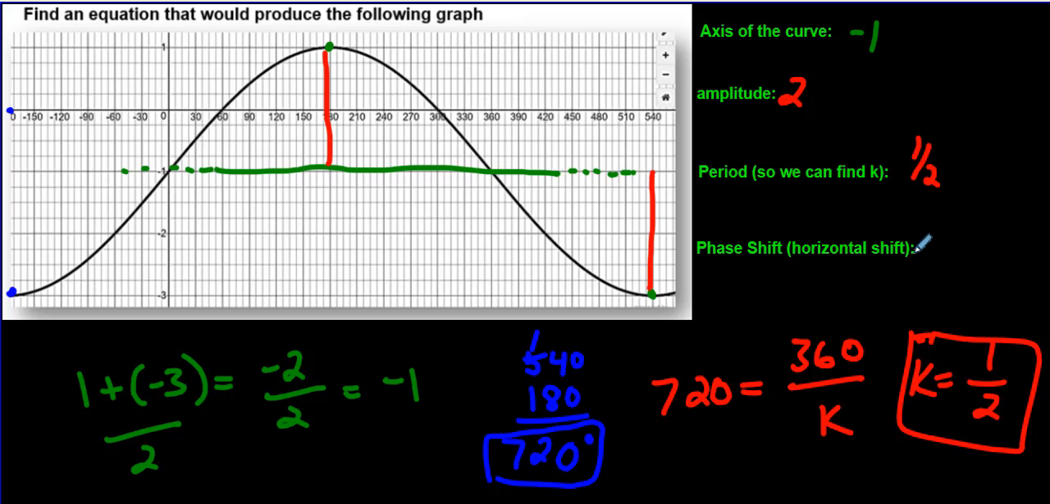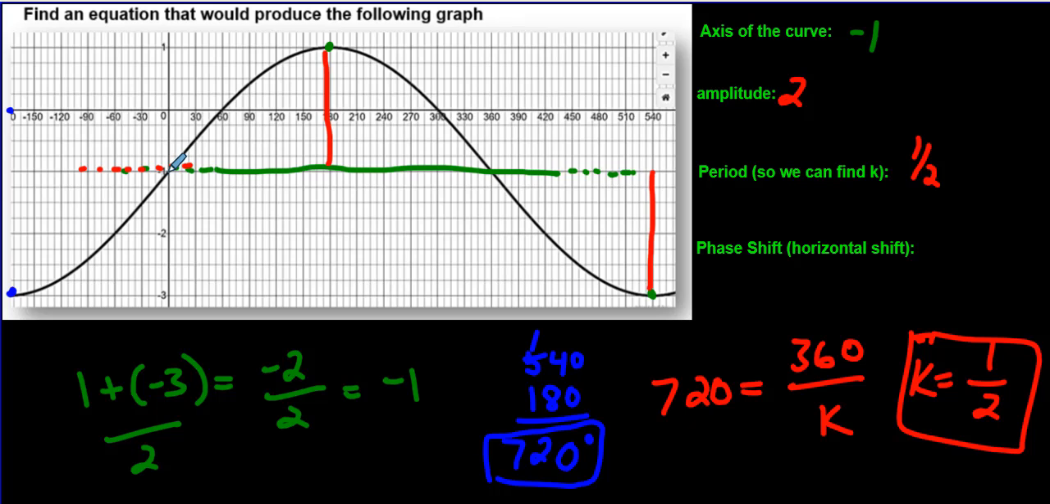The phase shift is the horizontal shift. Now, see this axis of the curve right here? Do you see how the curve on the y-axis is starting from the middle and making its way up? And then it makes its way down. If it starts at the middle and it's moving upward, that is how sine behaves. So if this curve had started somewhere over here and made its way upward, if we were talking about sine, we would say it shifted to the right 90 degrees. But in this case, we're going to say it didn't shift at all if we use sine.